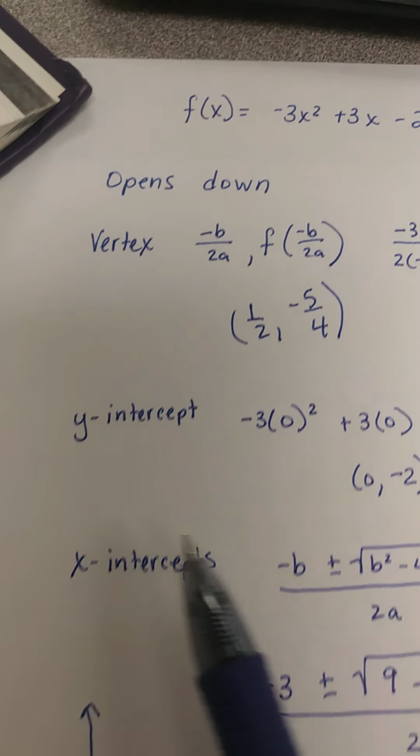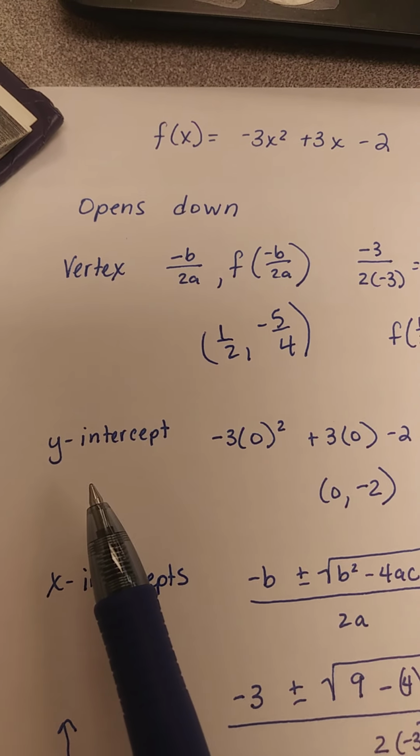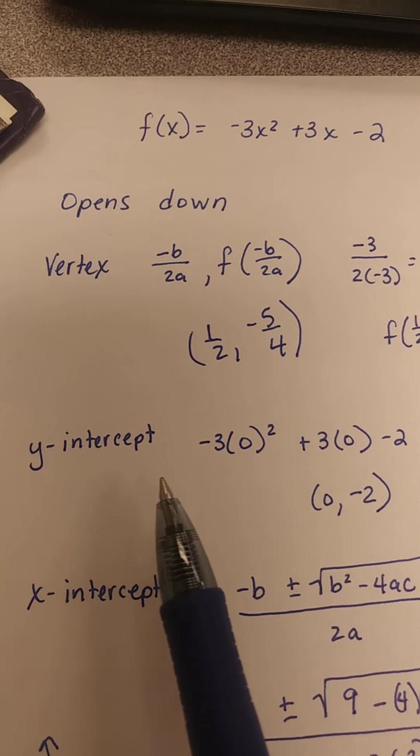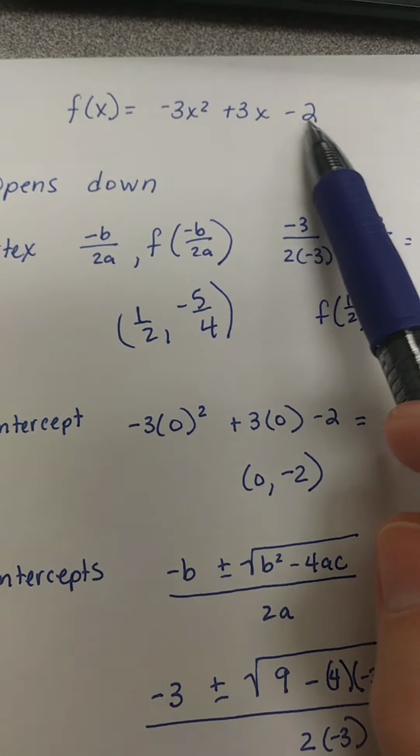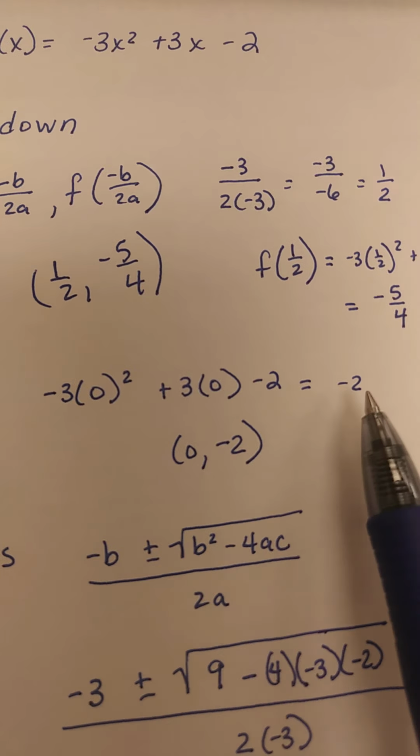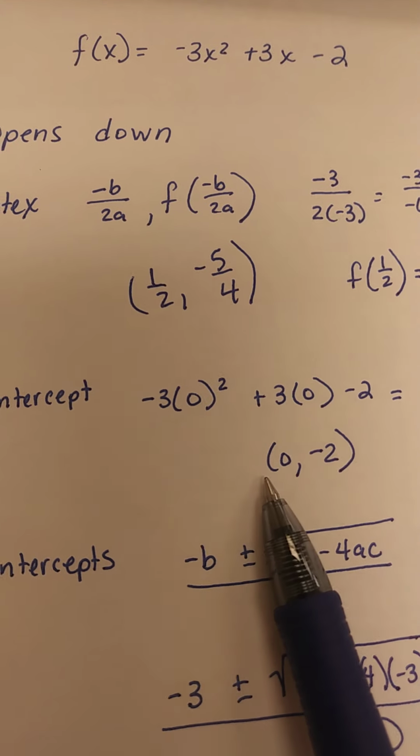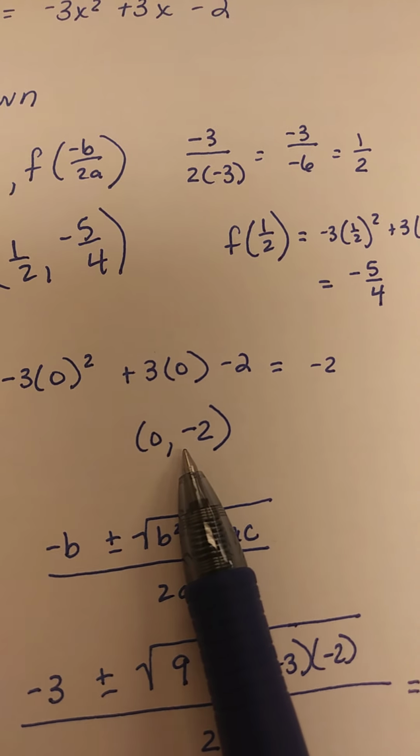That's my vertex. My y-intercept is what I get when I plug 0 in. So I put a 0 in all the way through: negative 3 times 0 squared plus 3 times 0 minus 2. When I do, I get negative 2. I plugged in 0, I got negative 2.